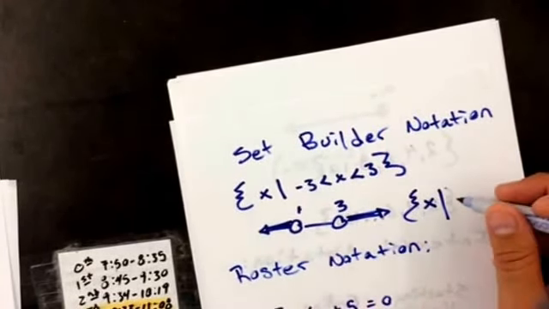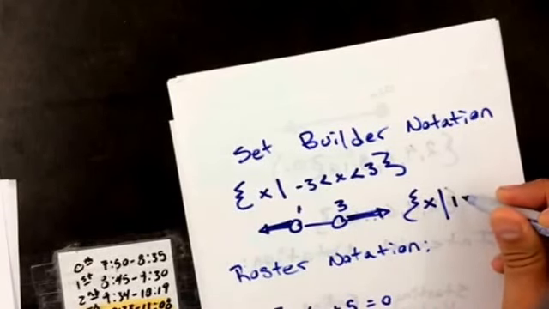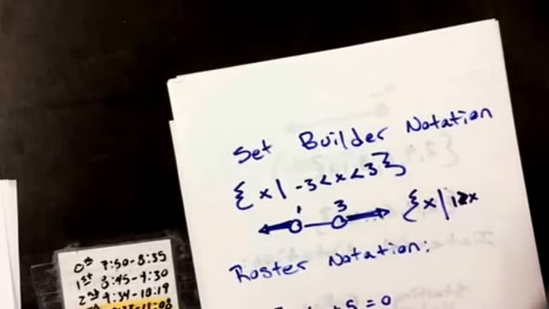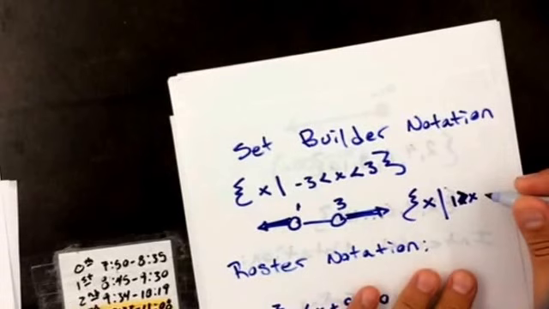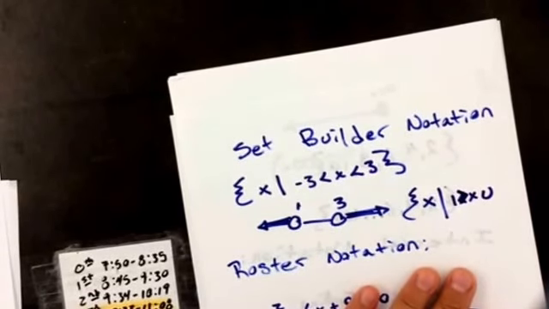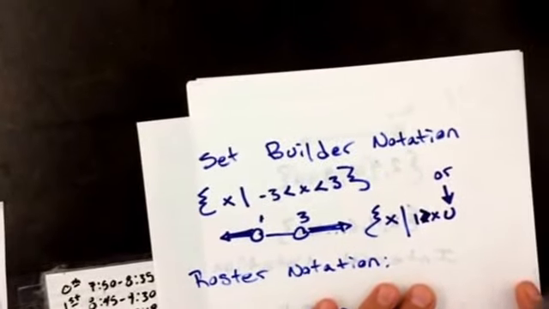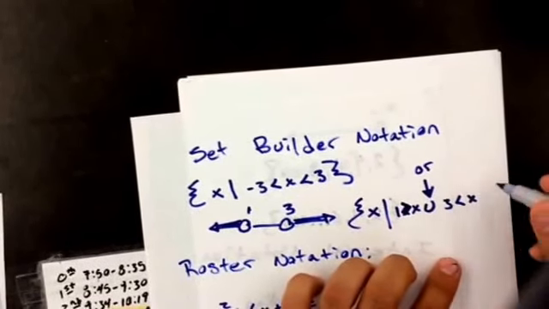X follows the rule that 1 is greater than x, or, because it doesn't go in between, the way that I say or is I put this, union. That means or. Three is less than x.